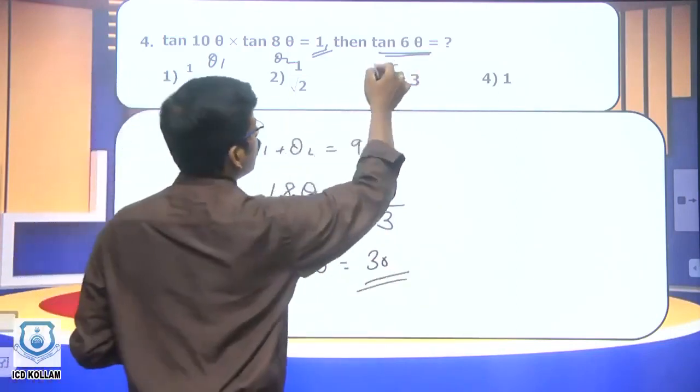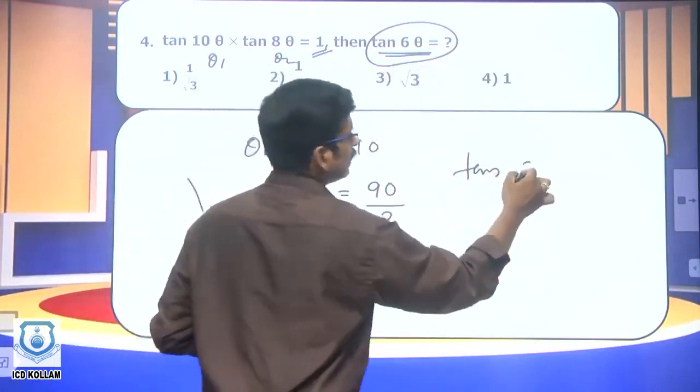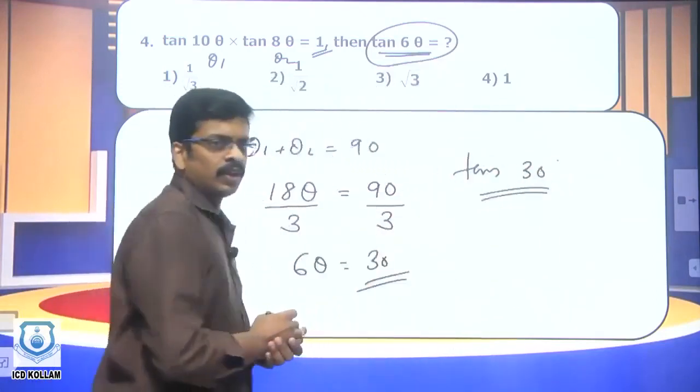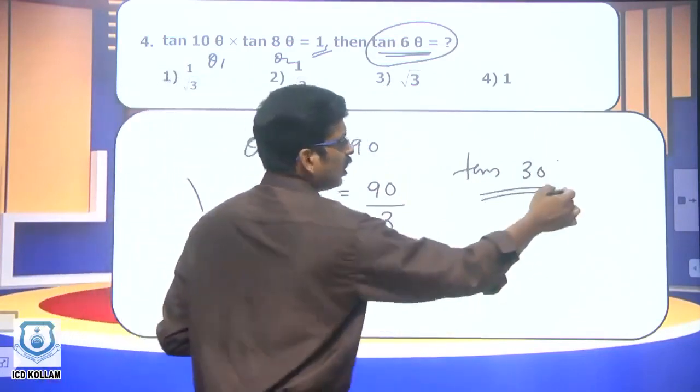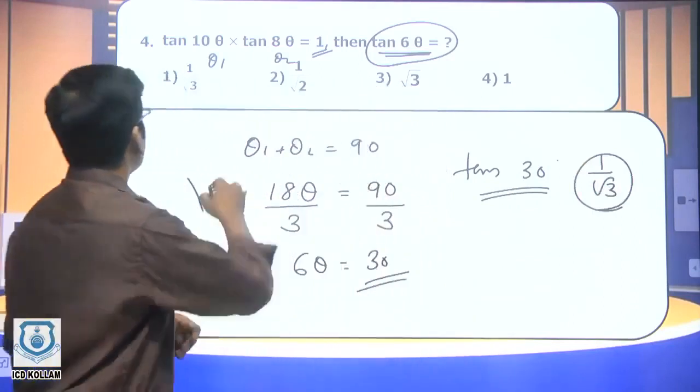So the question is very simple now. What is tan 6 theta, which is tan 30 degree? You know, tan 30 degree is 1 by root 3. So our answer is the first option.